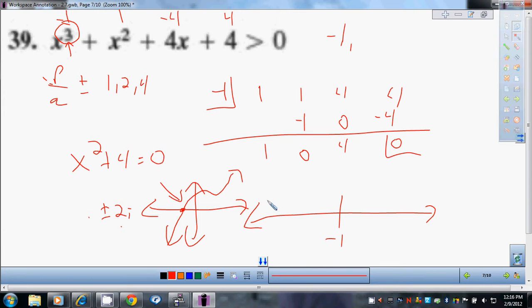Well, we need to check something. Let's try 0. That'd be 0 plus 0 plus 4 plus 4 is 8. Is 8 greater than 0? Yes. So it's going to be check, check. No equal sign. So it'll be -infinity to -1 and -1 to infinity.